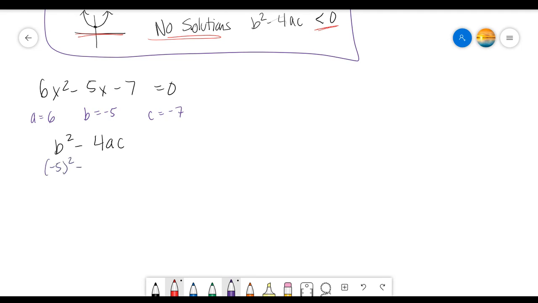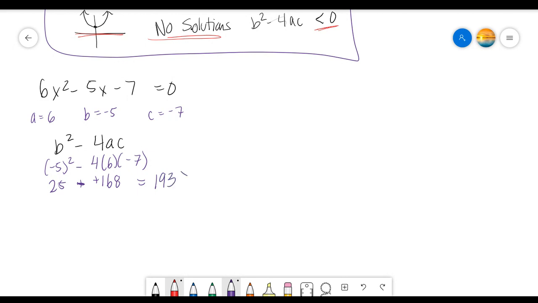Negative 5 squared minus 4 times a is 6 and c is negative 7. When we calculate that, negative 5 squared is 25 minus 4 times 6 is 24 times 7 is 168. So that would be a negative 168. And to subtract, add a line, change the sign, and that would result in a positive value of 193.